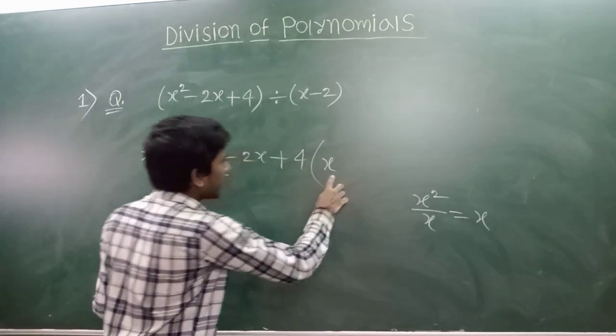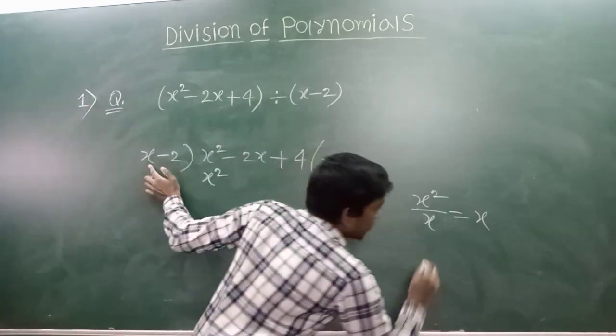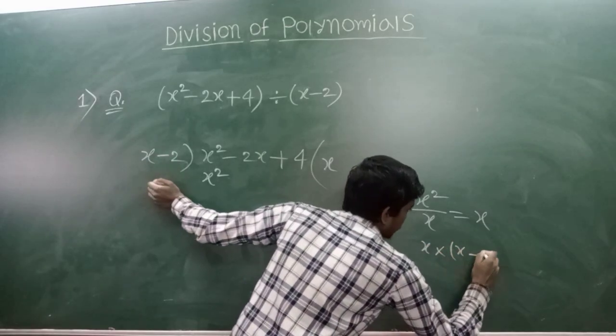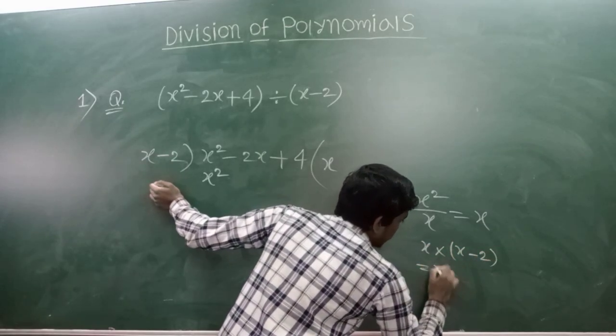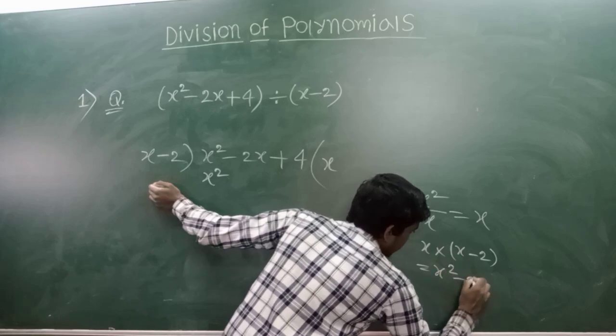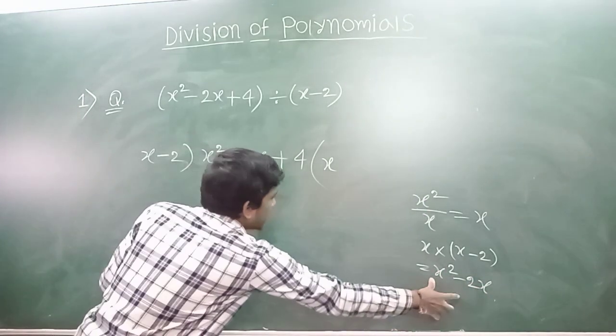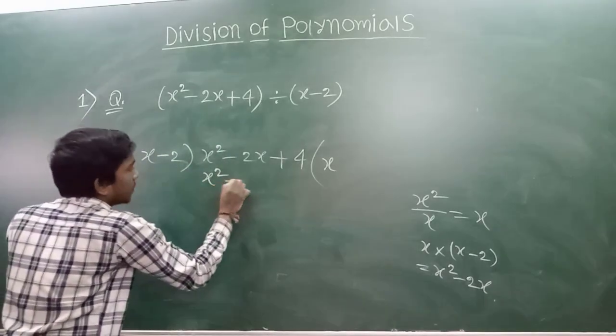Now multiply this x by entire divisor. So x into x minus 2 is equal to x squared minus 2x. Did you get it? Write this x square minus 2x here.